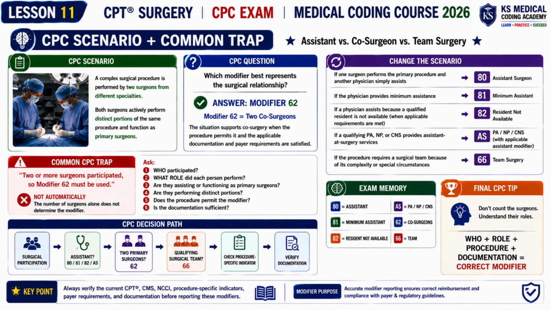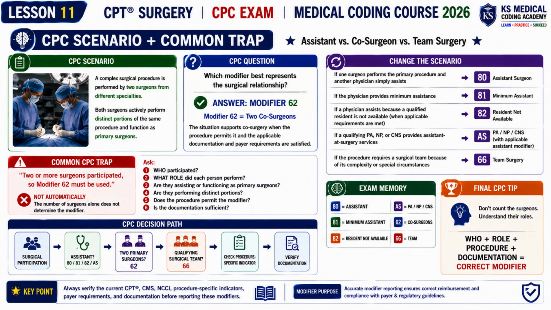Now let's apply everything we've learned with a CPC scenario involving assistant surgeons, co-surgeons, and team surgery. A complex surgical procedure is performed by 2 surgeons from different specialties. Both surgeons actively perform distinct portions of the same procedure, and both function as primary surgeons. Which modifier best represents this surgical relationship? The answer is modifier 62, 2 co-surgeons. When the procedure permits co-surgeon reporting and the applicable documentation and payer requirements are satisfied, modifier 62 may be appropriate.